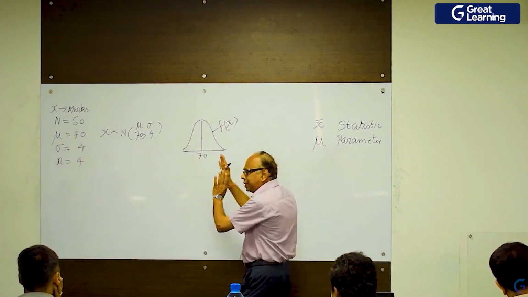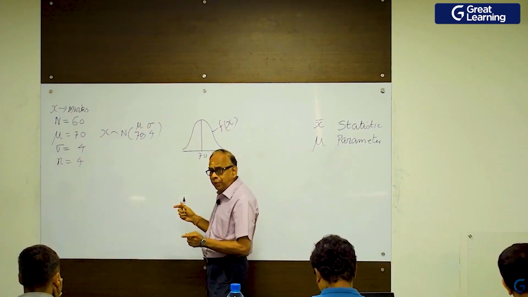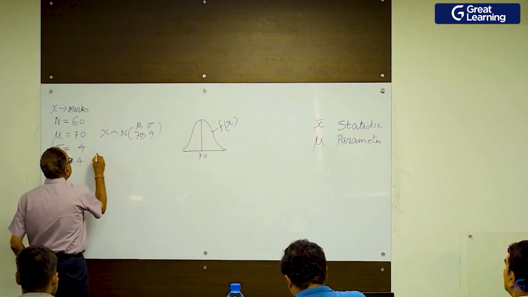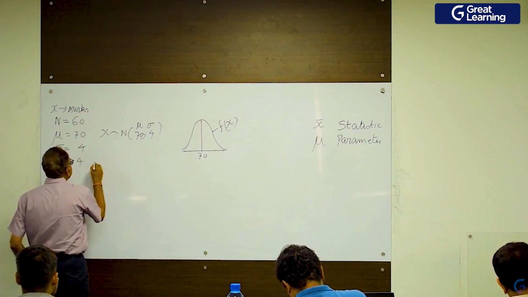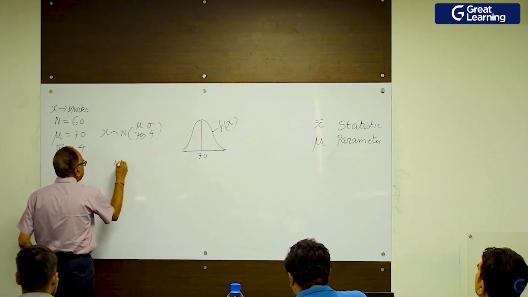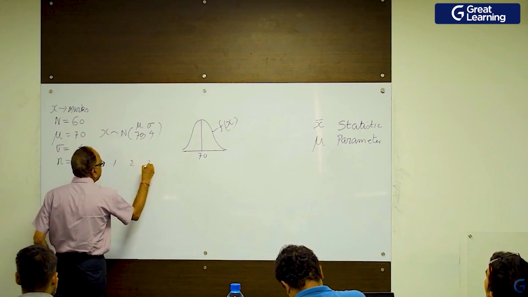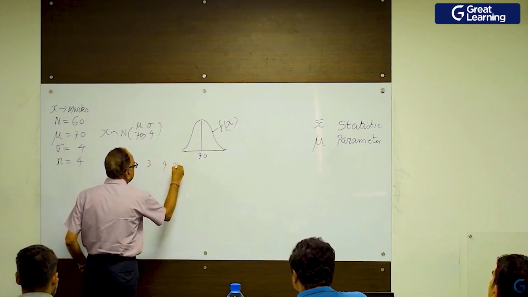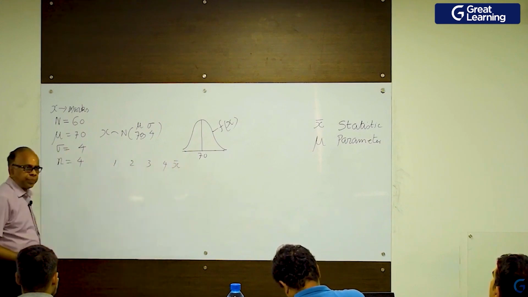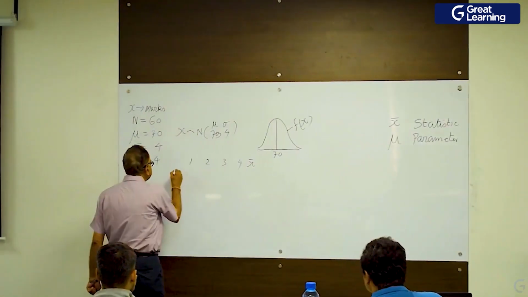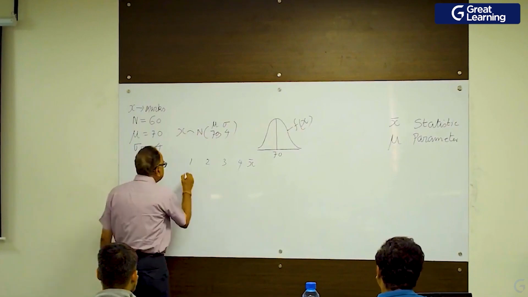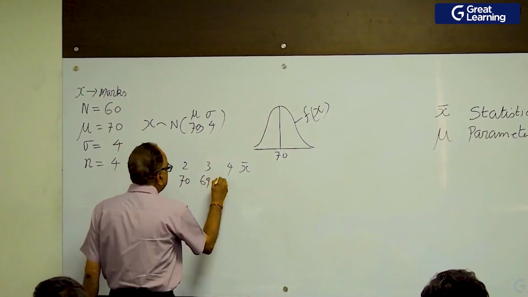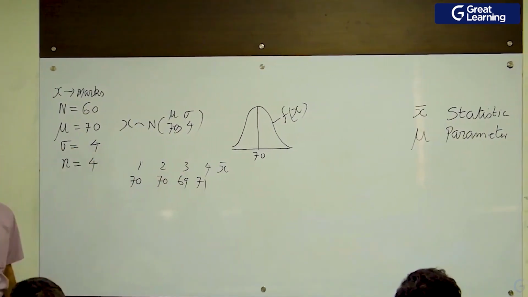Mu is 70, standard deviation is 4. Now this is a bell curve given to you. Now, if I pick up the first sample, let's say I put here 1, 2, 3, 4, and then X bar. Supposing the first sample which I take is 70, 70, 69, 71. What is the mean? Average? 70.